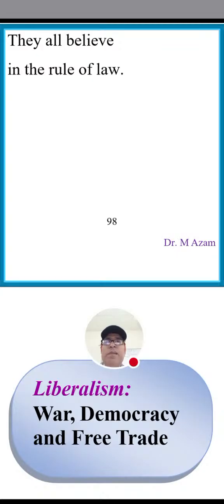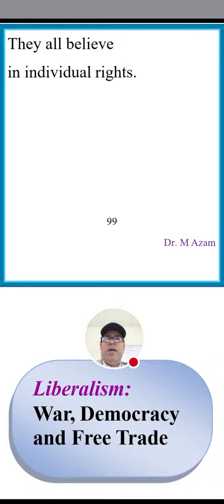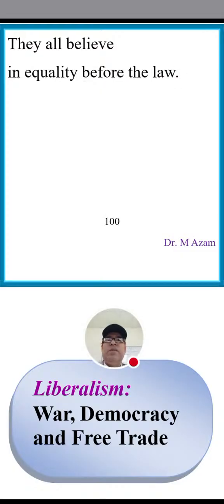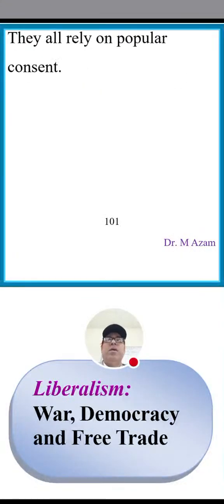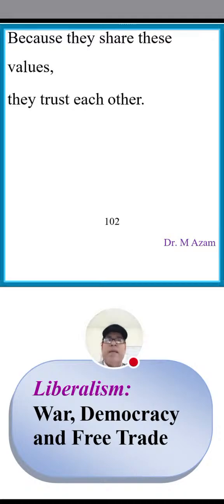They all believe in the rule of law. Liberal democracies all believe in the rule of law, in individual rights, and in equality before the law. Liberal philosophers, they all rely on popular consent. Because they share these values, they trust each other. Liberal democratic states trust each other.